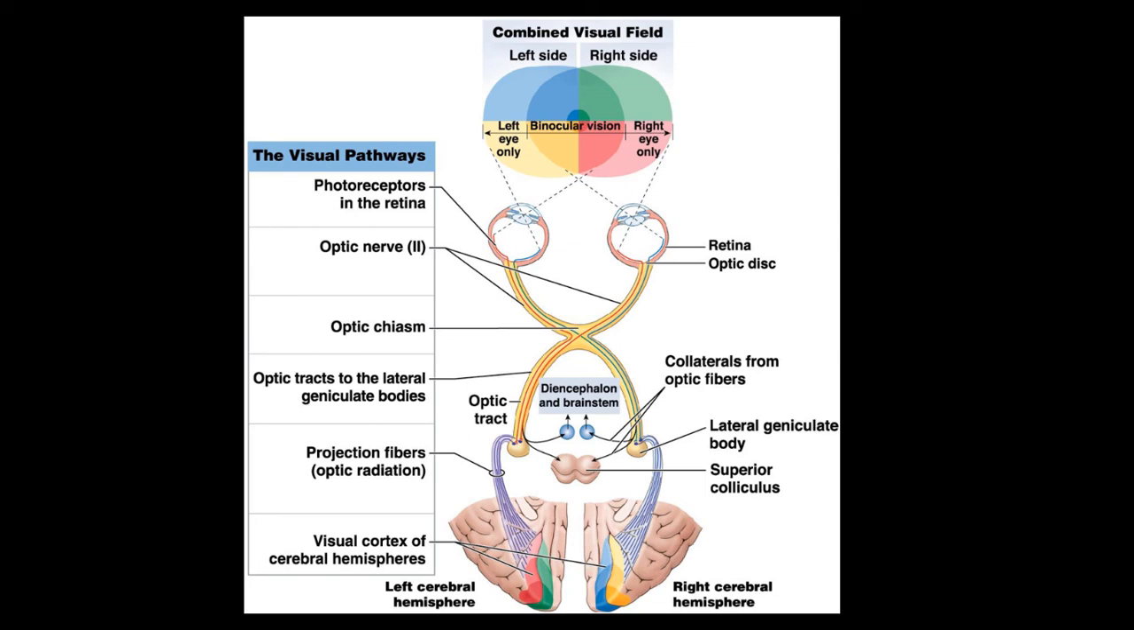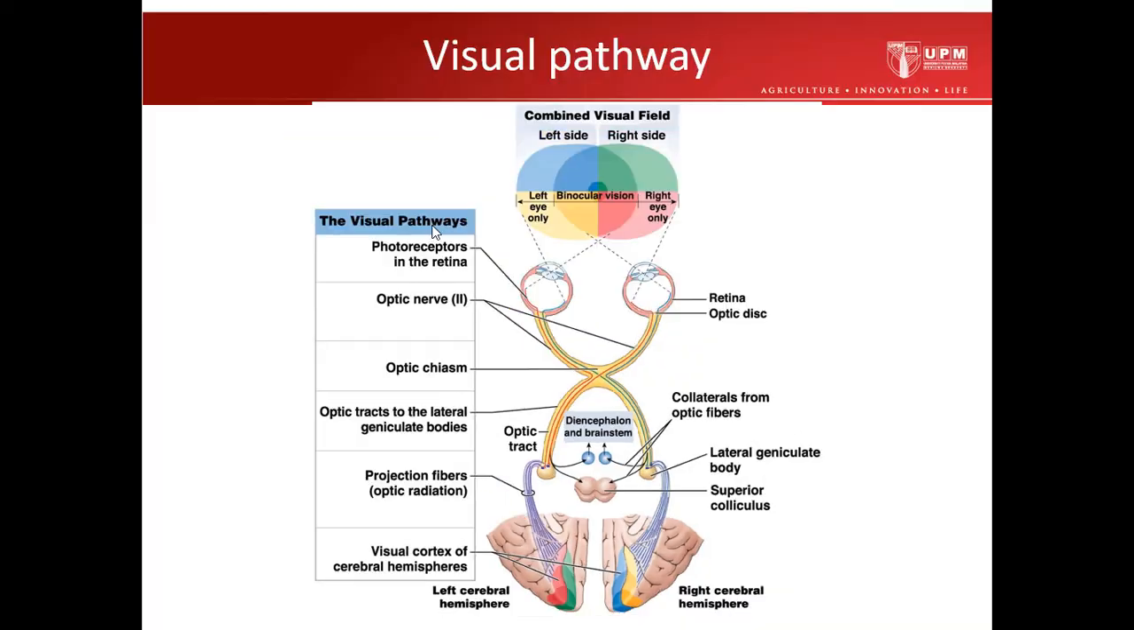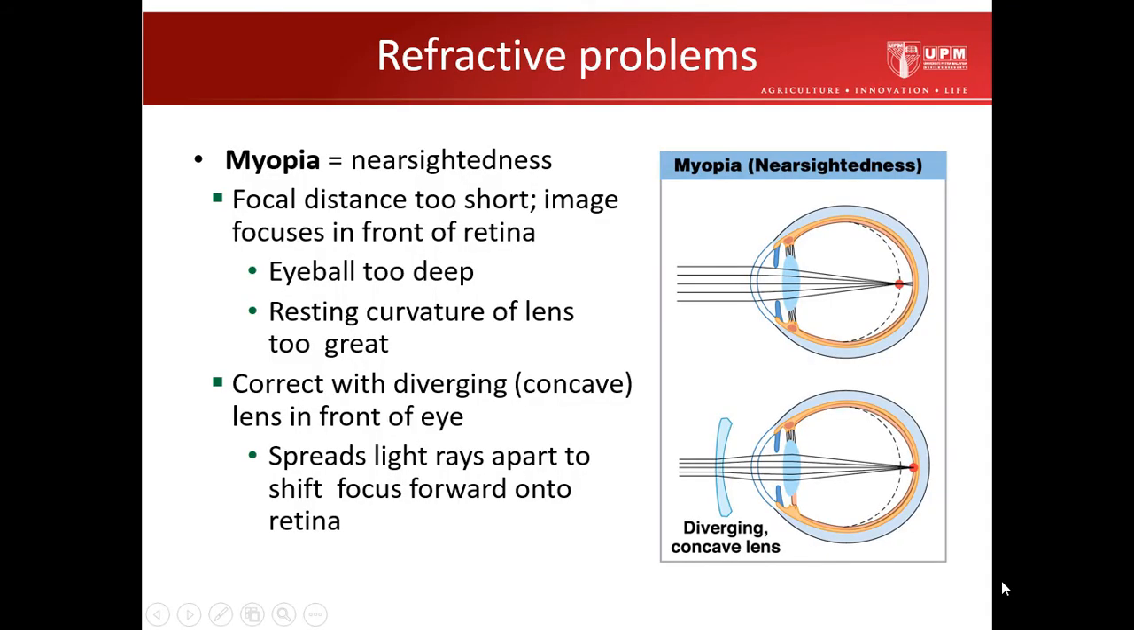So the bundle of projection fibers that link each lateral geniculate body with the visual cortex is known as the optic radiation. Next, let's take a look at refractive problems. The first one, myopia, is a common vision condition in which you can see objects near to you clearly, but objects far away are blurry.